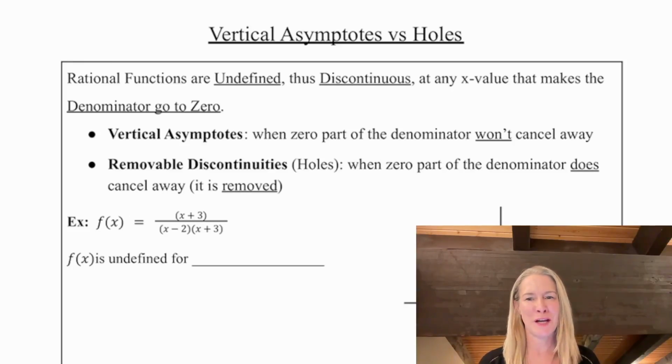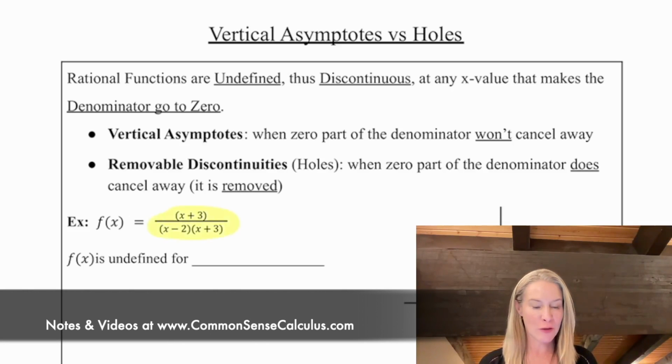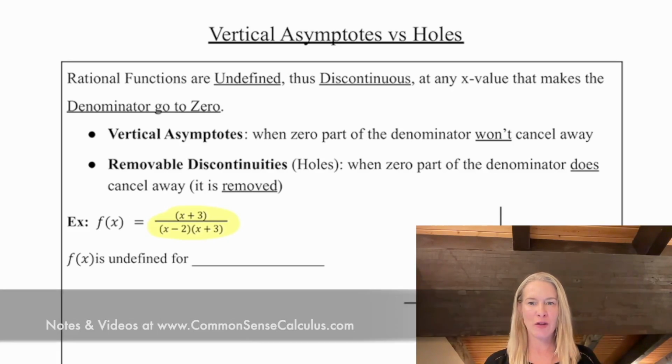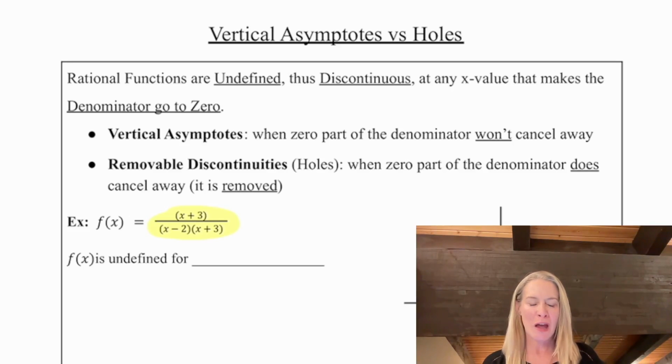Anytime you're investigating a rational function, like the one I have right here, you know that it will be undefined, which means it's discontinuous, for any x value that makes the denominator go to 0. If we look at the two factors in this denominator, I can see that if I plug in x equals 2, this factor will go to 0, so the whole denominator goes to 0.